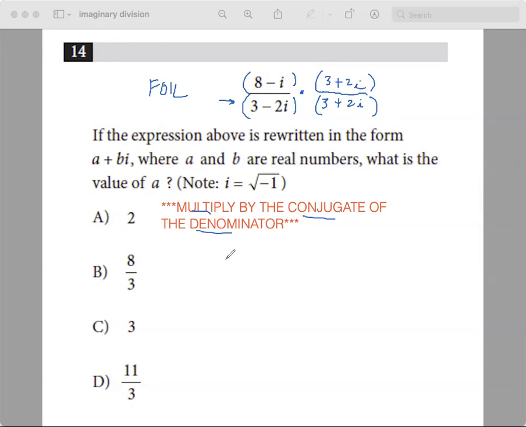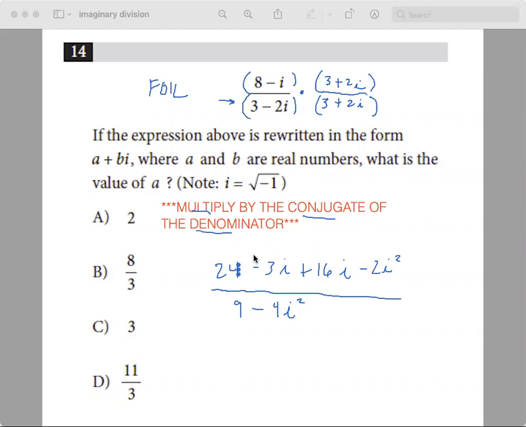So I'm going to bring all of that down here to the bottom, and I'm going to do that one at a time. So the 8 minus i times 3 plus 2i is going to be 24 minus 3i plus 16i minus 2i squared. And that's going to all be over 9 minus 4i squared. All right, so I FOILed the top and I FOILed the bottom.